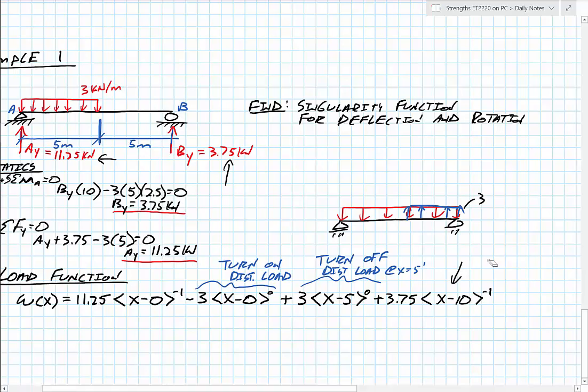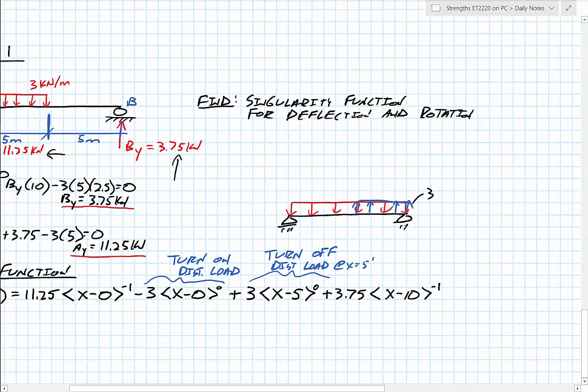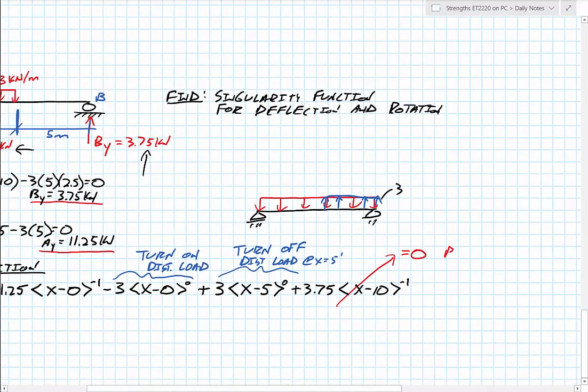It won't be on, because at x equal 5, I'd have 5 minus 10, which is -5. I can't have a negative in the brackets. So the only time it'll ever be on is when I get all the way to the end of the beam at 10 meters. Well, 10 minus 10 is 0. So this whole last term will always be equal to 0, because our x value will always be less than or equal to 10. Now this is always true on the end of the beam.